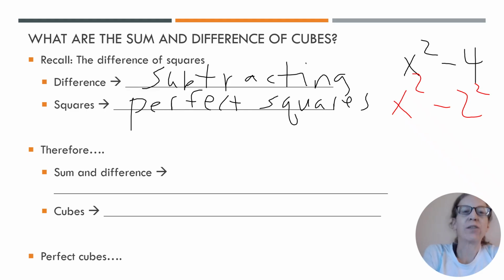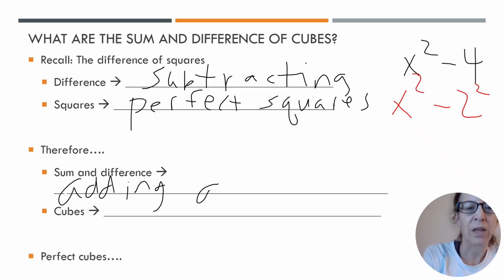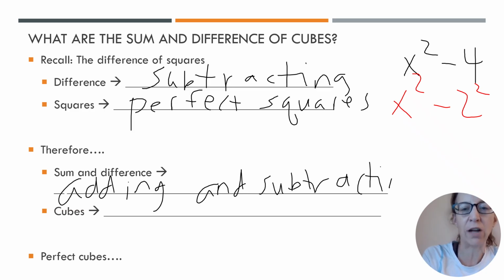Now, therefore, if we know what the difference of squares is, now we can go from that into the sum and difference of cubes. Well, now instead of just difference, now we have sum and difference. So we are going to be talking about both adding and subtracting. Before, when it's squares, we really only talk about subtracting. If you're adding squares, it's actually not factorable unless you invoke your imaginary numbers. But with cubes, you can factor them whether it's adding or subtracting. So this time the plus sign comes into play as well.